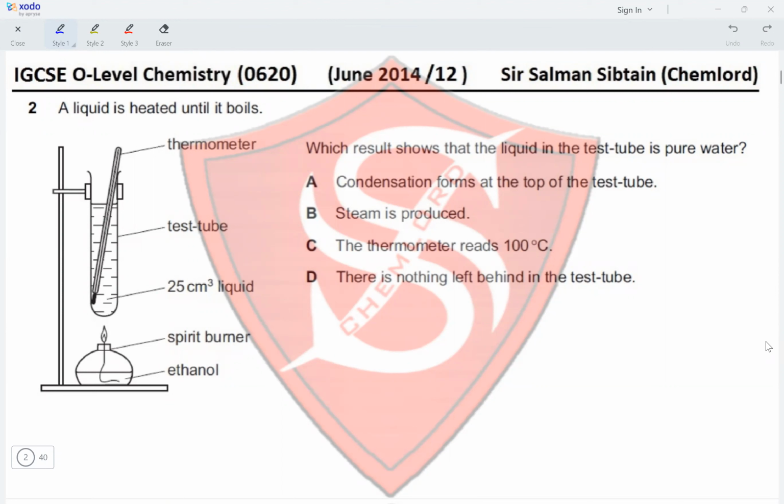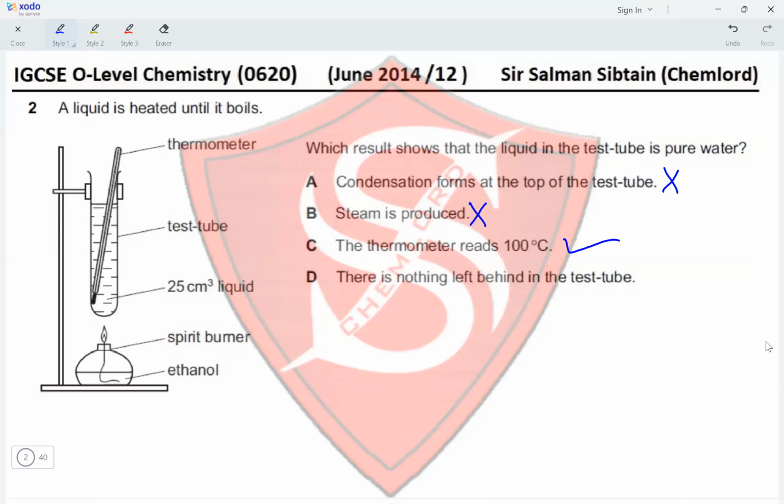Condensation forms at the top of the test tube. Okay, this only shows that water is present. It does not show that the liquid is pure water. Steam is produced, water is present again. Thermometer reads 100 degrees Celsius. Yes, because if the water present is pure, it would boil at 100 degrees Celsius. Pure water has a very fixed boiling point of 100 degrees Celsius.